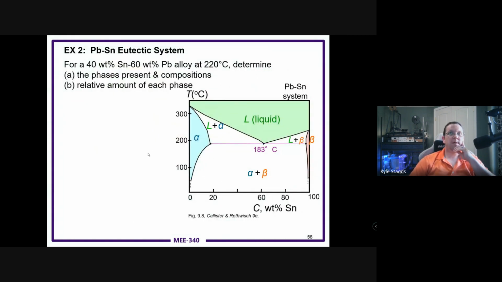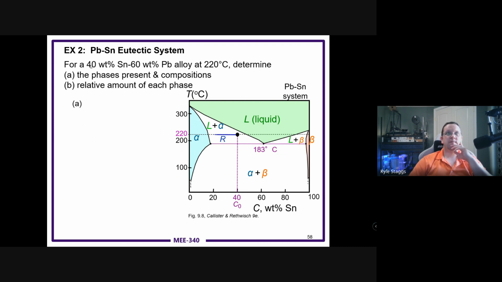So there's a few example problems that we can take a look at that I think will be helpful for you guys. So another phase diagram, we'll say this one is tin and lead. At 220, we're going to draw our tie lines and use our lever rule. So it's going to look something like this.